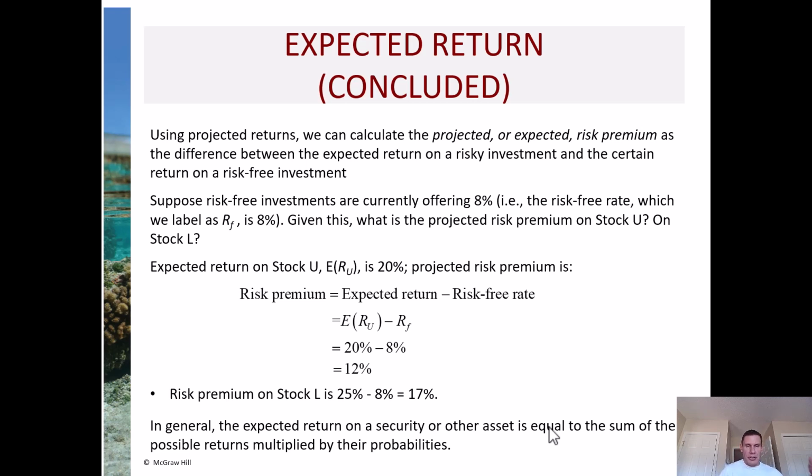The expected return on stock U is 20%, and the projected risk premium is found by plugging your numbers into the formula: 20% minus the 8%. The risk premium is the difference, over and above the 8%, and that's 12%. The risk premium on stock L is 25% minus the 8%, which is 17%. In general, the expected return on a security or other asset is equal to the sum of the possible returns multiplied by their probabilities, what we call states of nature.